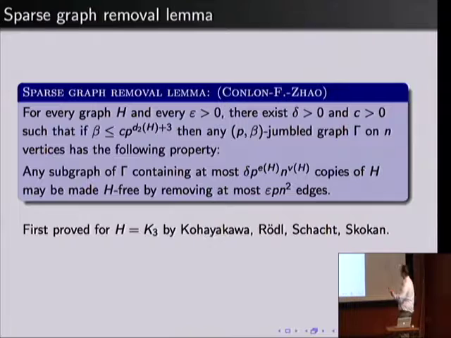So this is a sparse graph removal lemma. It's talking about sparse graphs, which are subgraphs of pseudorandom graphs. And this is the general context that we'll be in. It was first proved for triangles by Kohayakawa, Rödl, Schacht, and Skokan.